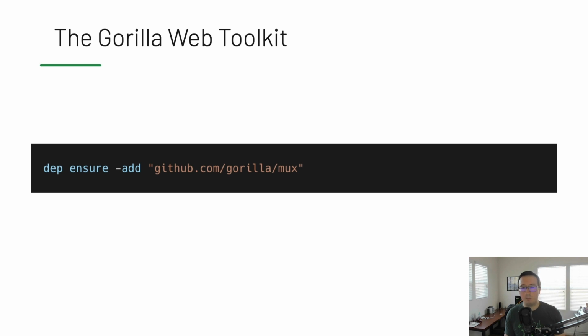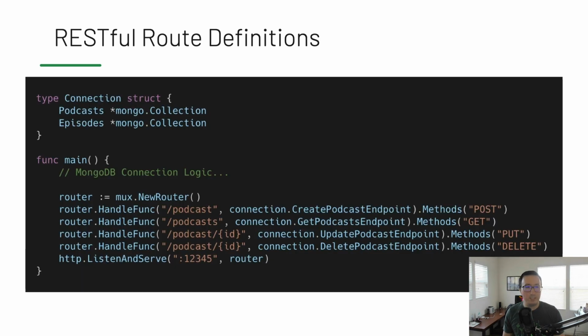So again, I'm using dep to keep consistency here. I'm saying dep ensure add, and then the Gorilla Web Toolkit. Once that's been added, what we can do is we can do the following. We could, assuming that we've already connected to MongoDB inside of our main function, establish a new router, and then define each of the endpoint paths, so the routes. So each route goes to a specific function, one that we haven't created yet.